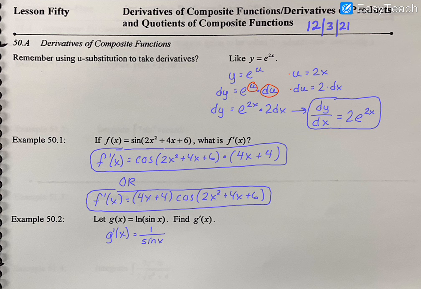So derivative of natural log of something is 1 over something times the derivative of something. What is the derivative of sine x? And that is cosine x. So 1 over sine x times cosine x. If you multiply that, can you see how you can multiply that to be a fraction and say that it is cosine x over sine x? And what do we know about cosine x over sine x? Cosine x over sine x is cotangent x. And so g prime of x equals cotangent x.